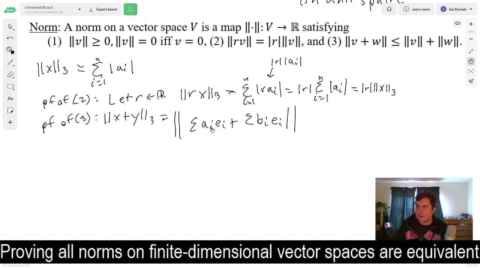All right, well, this is just like A1 E1 plus A2 E2, and so on. This is B1 E1 plus B2 E2, and so on. So we can group, like there's an A1 E1 and a B1 E1. We can group those together, just by adding these coefficients. We can do that for each I. Oops. Still norming this. All right.